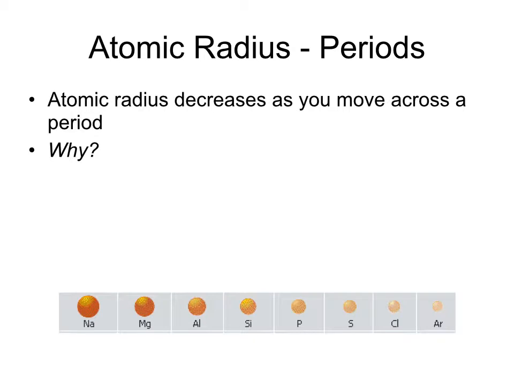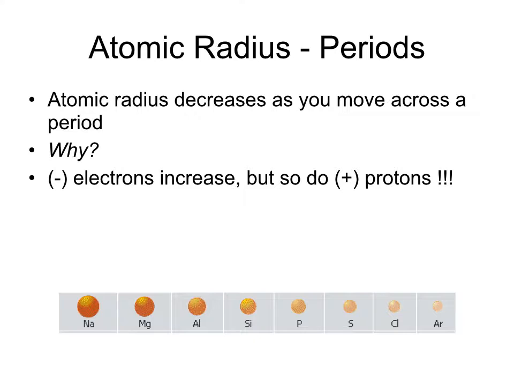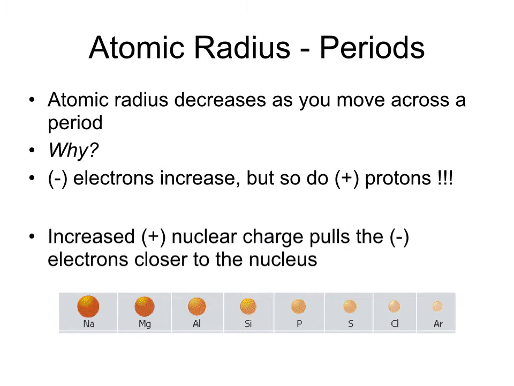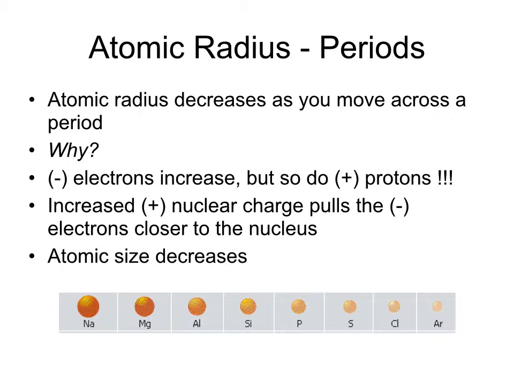Now, the atomic radius also decreases as we move across a period. How would you explain that? Well, the electrons increase, but so do the protons. This increase in nuclear charge actually pulls the electrons closer to the nucleus, so the atomic size decreases. The way that you would express that in terms of effective nuclear charge is that the effective nuclear charge increases the attraction of the nucleus and therefore pulls the electron cloud closer to the nucleus, resulting in a smaller atomic radius.